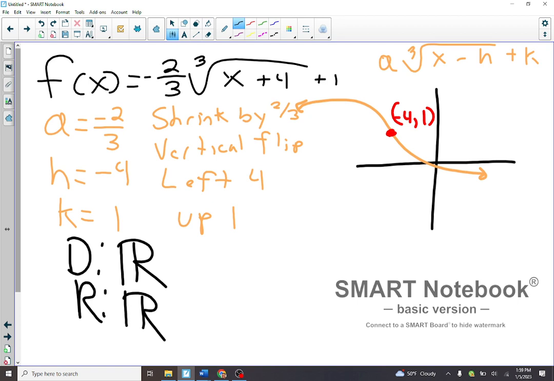Let's say it's like -2/4. Doesn't matter. It's all reals. So when I just see a cube root, it's all reals. Yes. Okay. Is that it? Yeah, that's it.